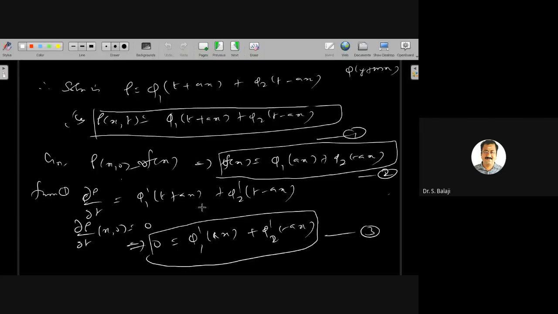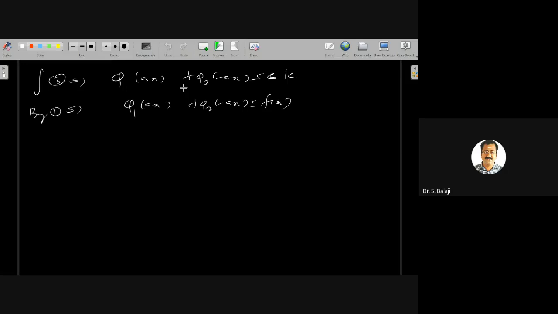Both are positive. After the derivative also, you get a positive pi 1 dash and pi 2 dash of t minus ax. If t is negative here, you should get a negative sign. You cannot get the same equations here for pi 1 dash and pi 2 dash. Here you are getting the same sign.